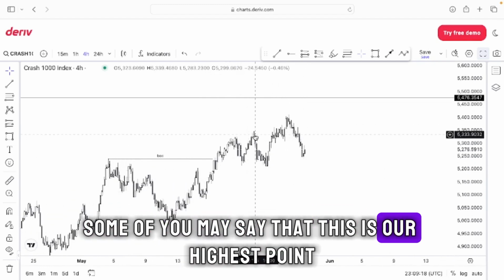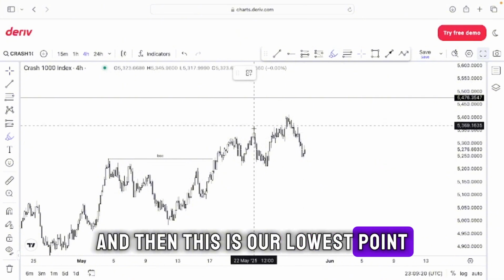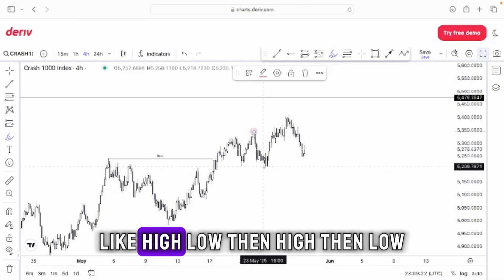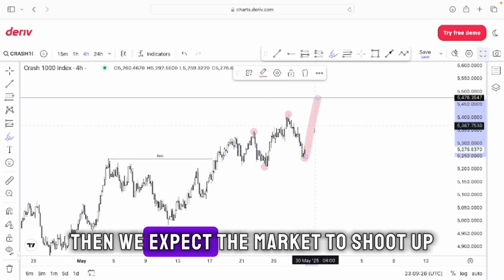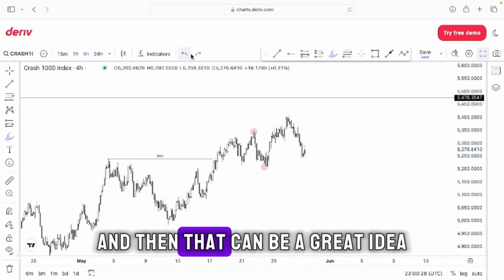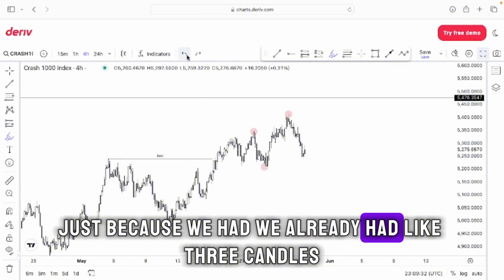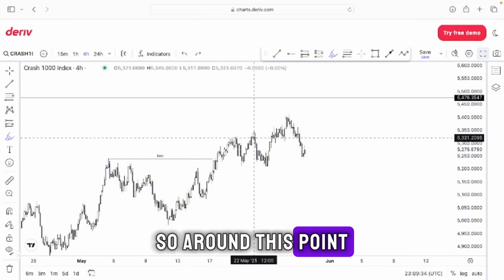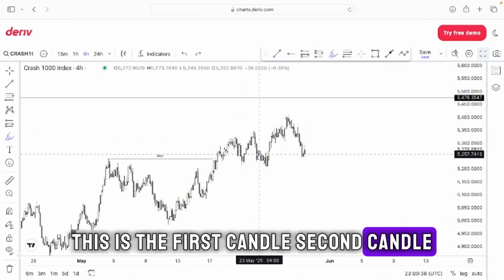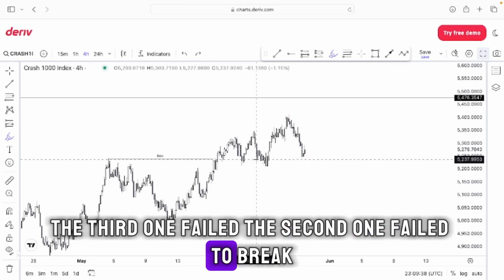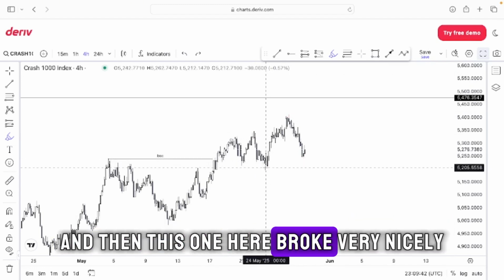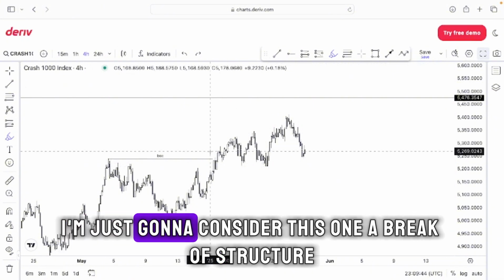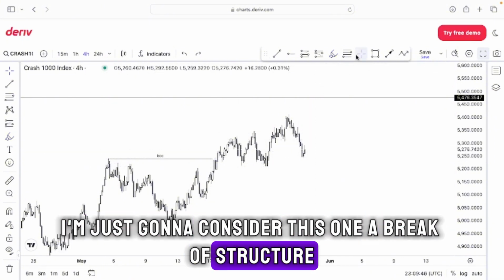Now, from the low up to the high, some of you may say that this is our highest point and then this is our lowest point, high, low, then high, then low, then we expect the market to shoot up, and that can be a great idea just because we already had 3 candles. Around this point, this is the first candle, second candle, the third one failed, the second one failed to break below this body candle here, and then this one here broke very nicely. So I'm just going to consider this one a break of structure.